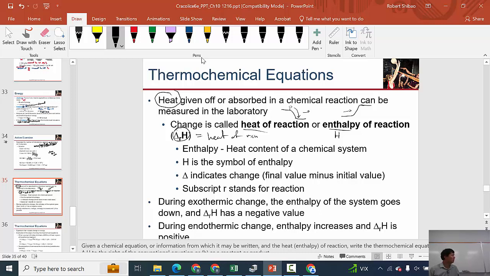Or enthalpy of reaction. Same thing. For us right now, but in Chem 1A, there's a subtle difference. But oftentimes they're the same, regardless. So enthalpy is the heat content. Heat content, it's not necessarily hot.